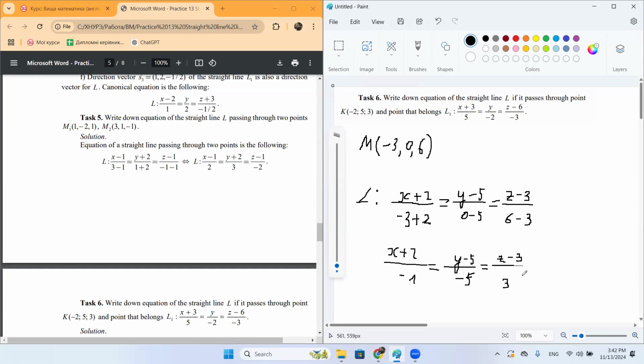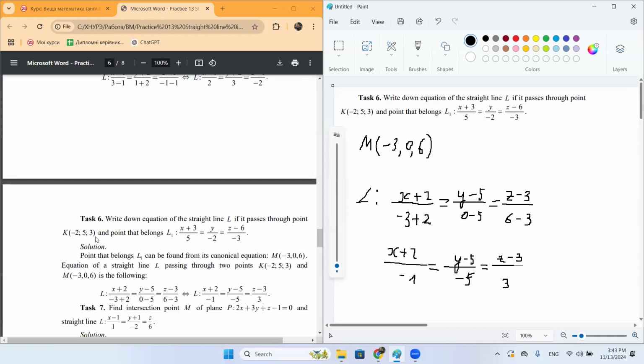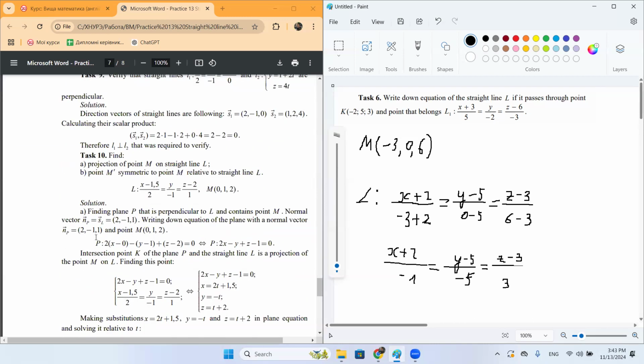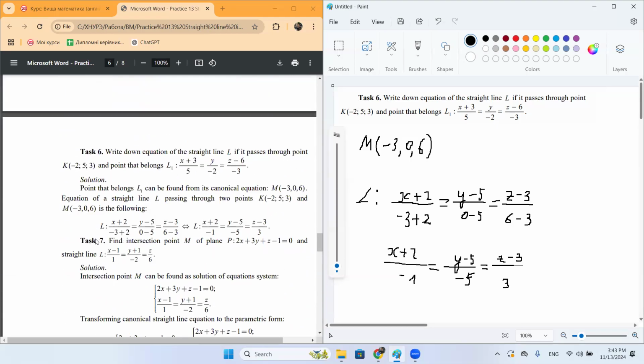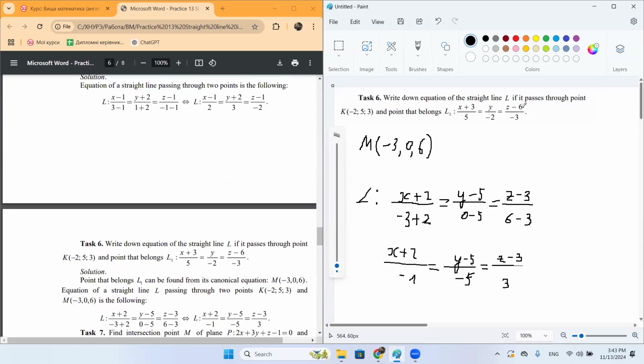Any questions about this task? Or no questions? No. Okay, if no questions, let's have a break for 5 minutes, and then we will continue solving tasks.